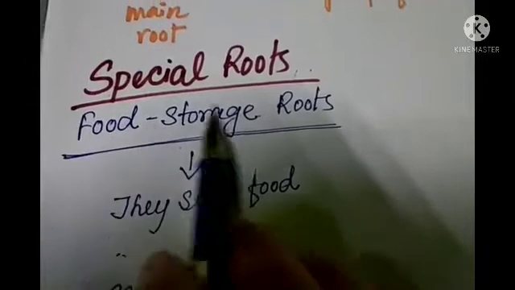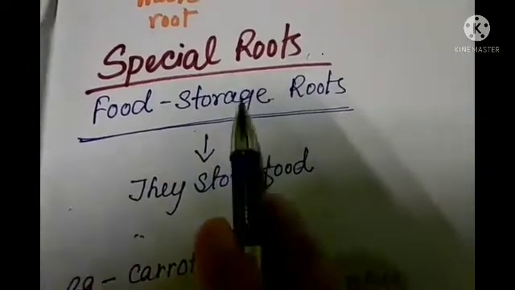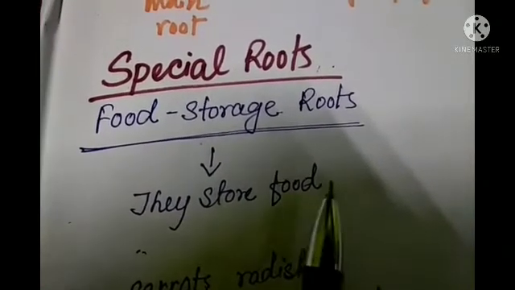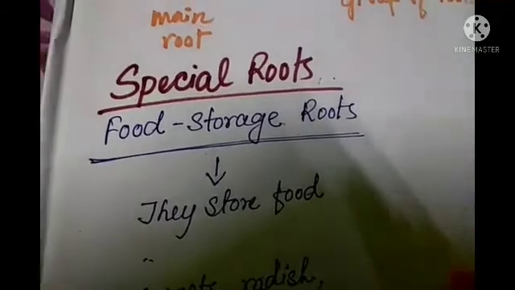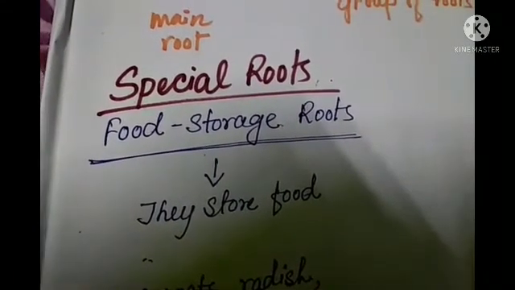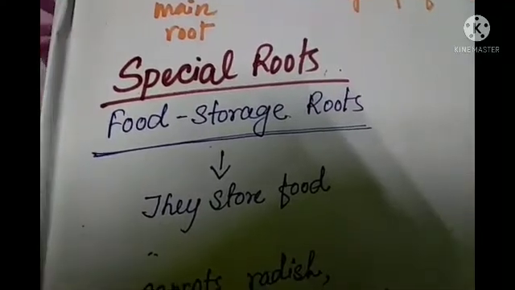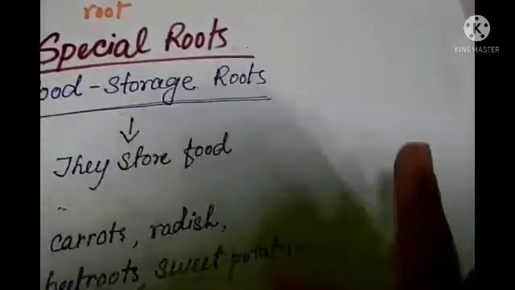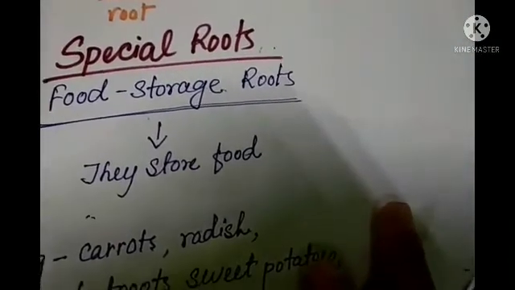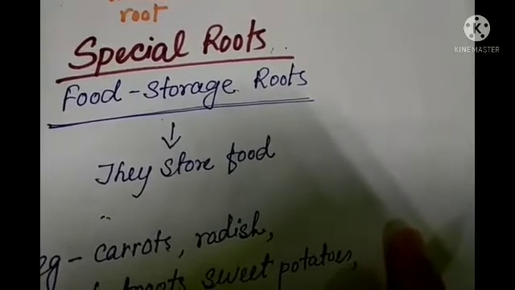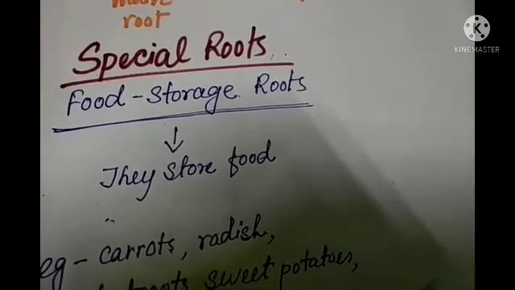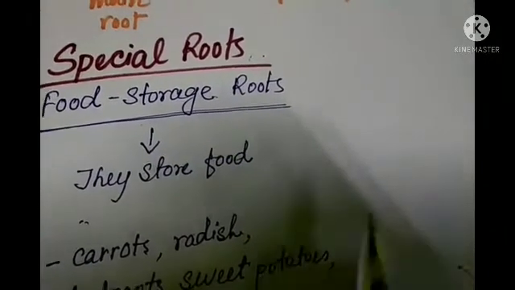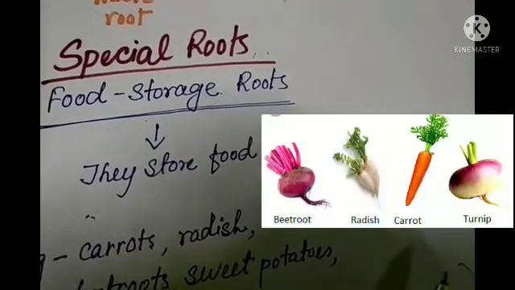First of all, I'll tell you about food storage roots. Food storage roots are roots that store food in the form of starch and carbohydrates. As in our body, we take starch and carbohydrates so that we can get energy. Certain plants have enlarged roots, you can see the picture I have attached here. These are the parts of the root system that store large quantities of food in the form of starch or other carbohydrates. You can see carrot, radish, beetroot, turnip.